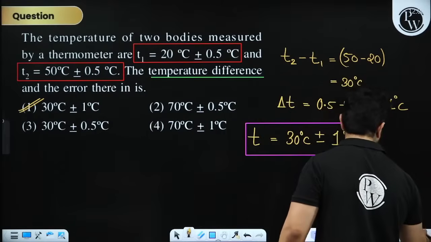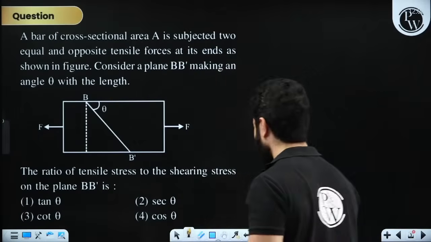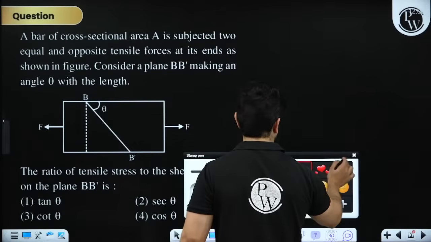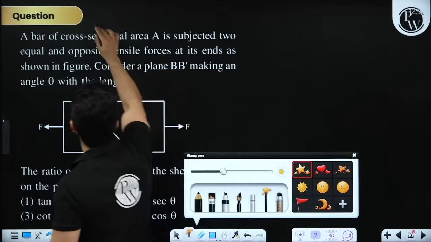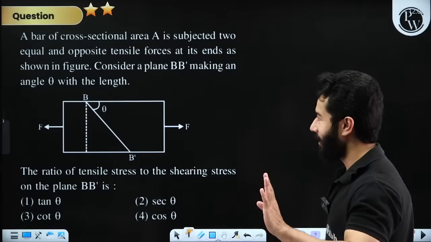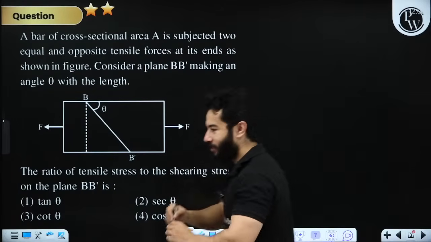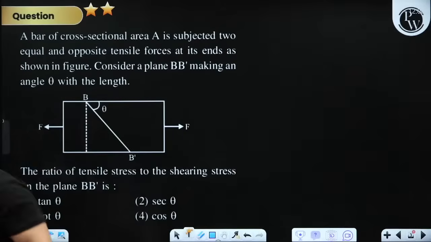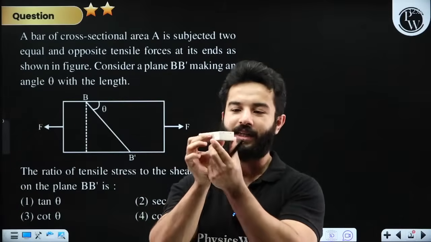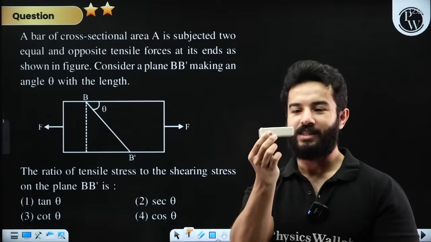Let's move on to the next question. This is slightly better than the last one. So you have to pay attention. Please read the question, what it is saying. A bar of cross-sectional area A. This is the bar, right? So let's suppose we have got a bar like this. Let me explain it to you. Obviously this cross-sectional area is A, and you are seeing it something like this.